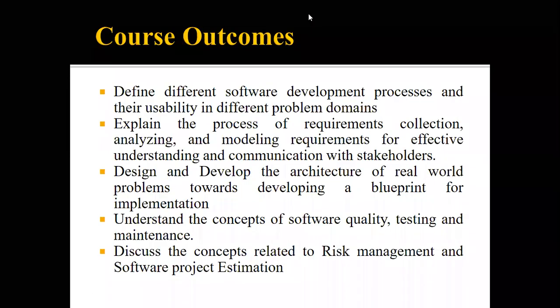Moving on to the course outcomes. Now within the course outcomes, the first outcome is define different software development processes and their usability in different problem domains. Whenever you're designing a software, there are different processes that you're going to follow, different steps, different test techniques. So for each technique, which technique is used and what is the usability when you're going to use some specific technique.